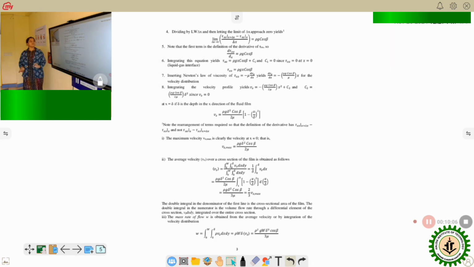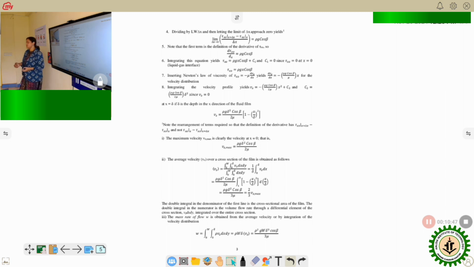So putting the value of the boundary conditions in the equation of Vz, finally we got the value of C2. C2 equals rho g delta cos beta divided by 2 mu into delta square. After that, we put the value of C2 in this equation and finally got the velocity distribution: Vz equals rho g delta square cos beta divided by 2 mu into 1 minus x by delta, whole square.